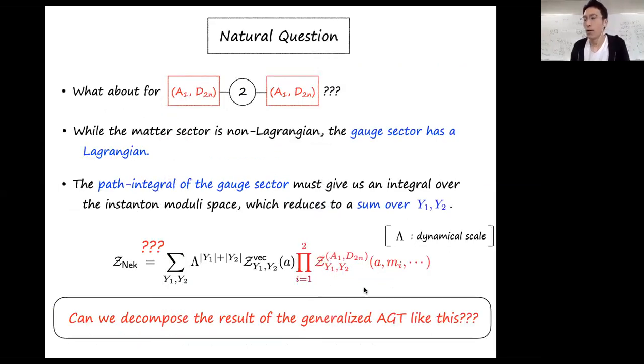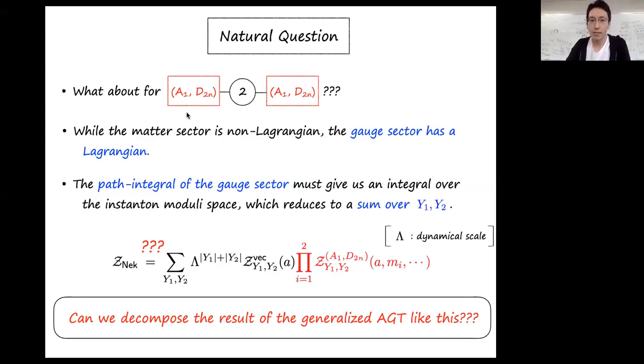Now, a natural question arises here. What about this guy? This is a gauge theory that Gaiotto-Teschner, Maruyoshi, and Bonelli-Tanzini studied in the context of the generalized AGT correspondence. Isn't it possible to have a similar formula for this theory?